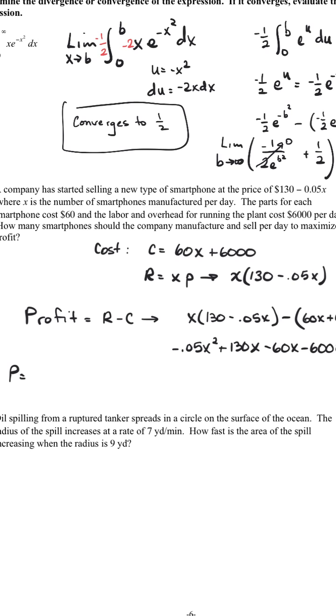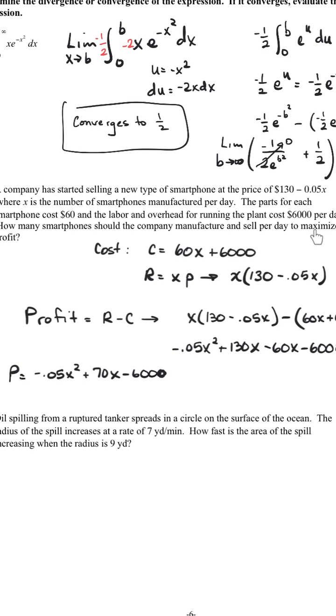So we have profit here. Once we combine those like terms of 130 and 60, we have negative 0.05 x squared. And then 130 minus 60 is 70. So there's profit. And the reason we wanted a profit statement is that's the question. How many smartphones should the company manufacture and sell per day to maximize profit? So we have a profit statement.